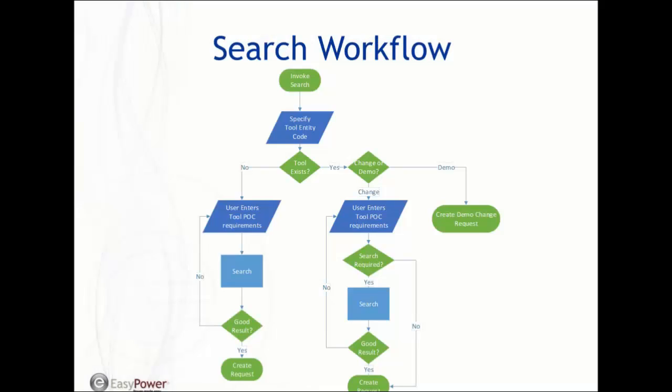Here's the search workflow. It's probably a little more specific than we need to get into today. This is relatively applied to our one customer currently that is piloting this project. You can see, again, you search for a tool. If it's a new tool, then you can create that tool's parameters and then search for an appropriate connection. If you find an appropriate connection, you create a request. If that tool already exists, then you can just specify if you want to add connections or change connections and perform the same kind of search, and then create a change request.